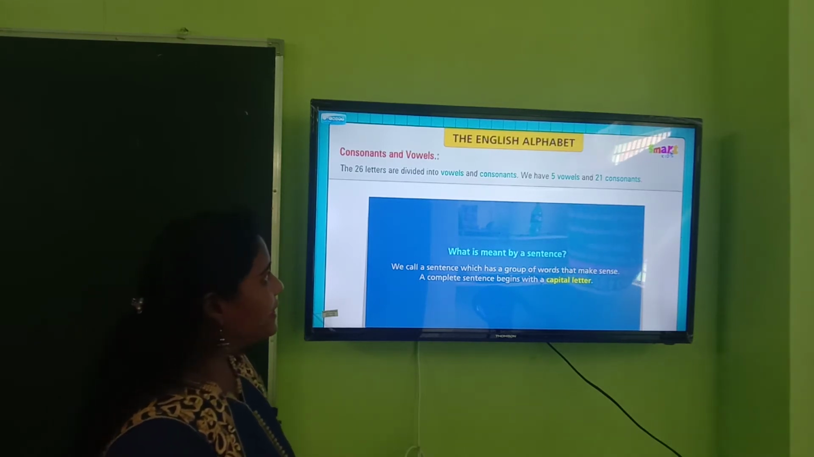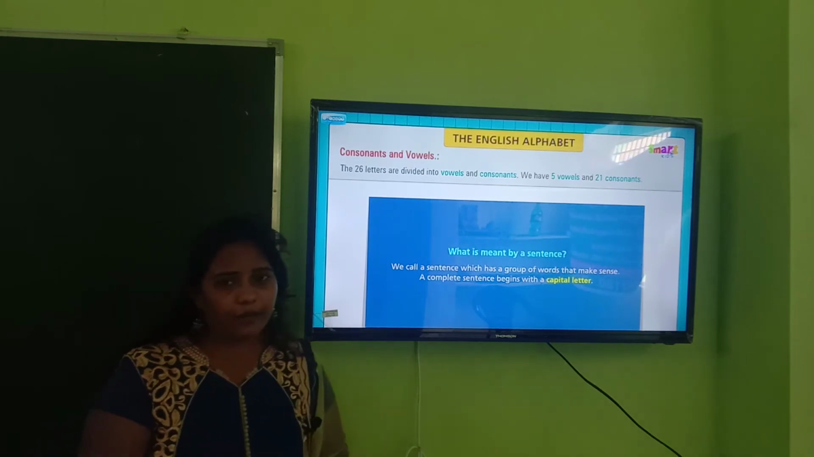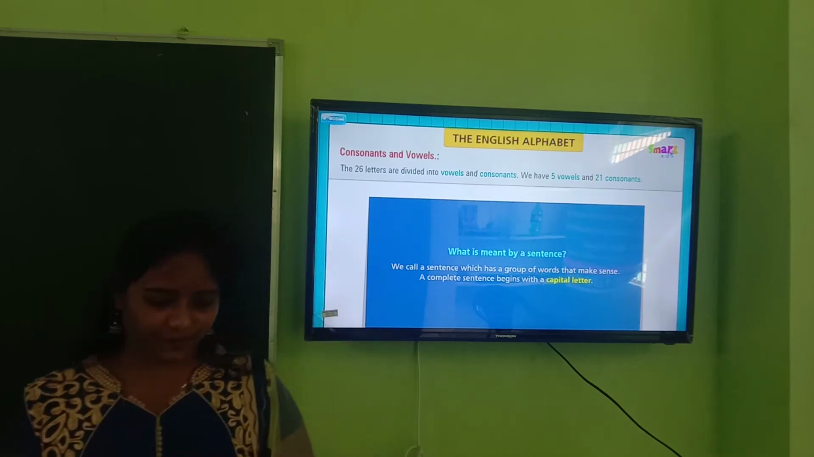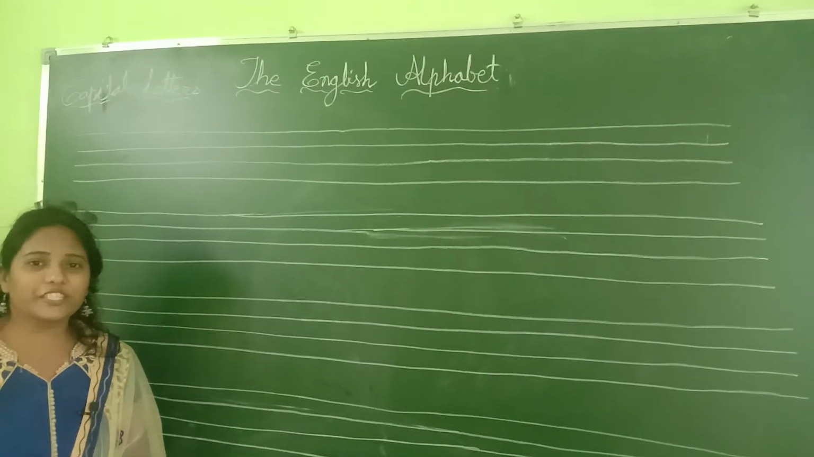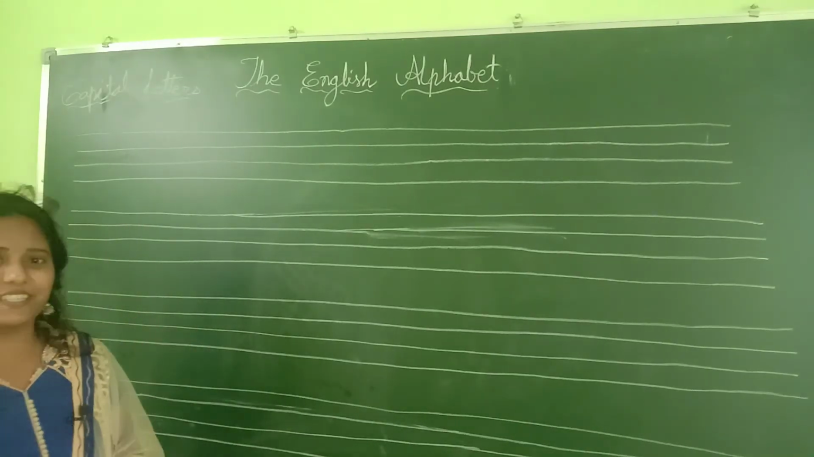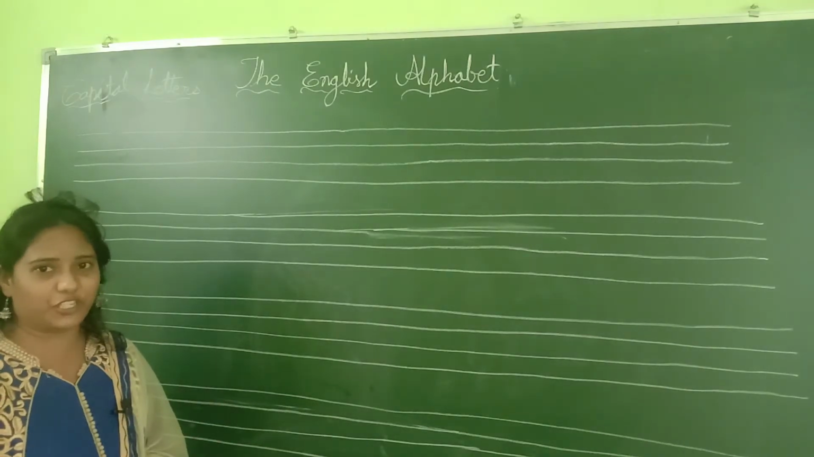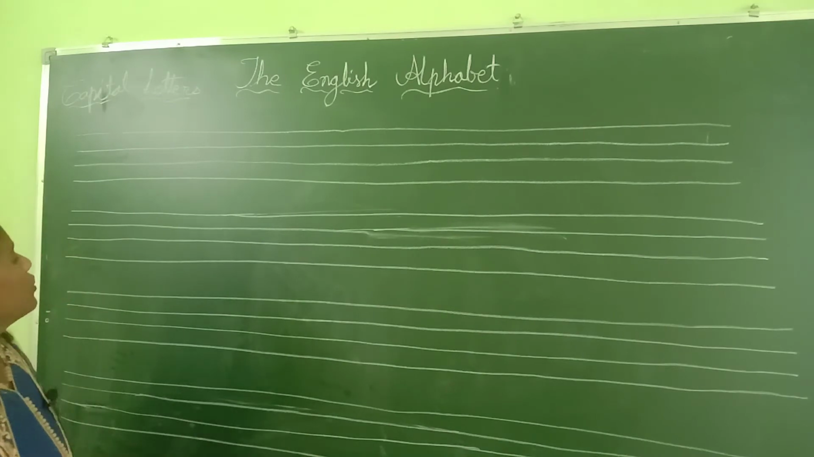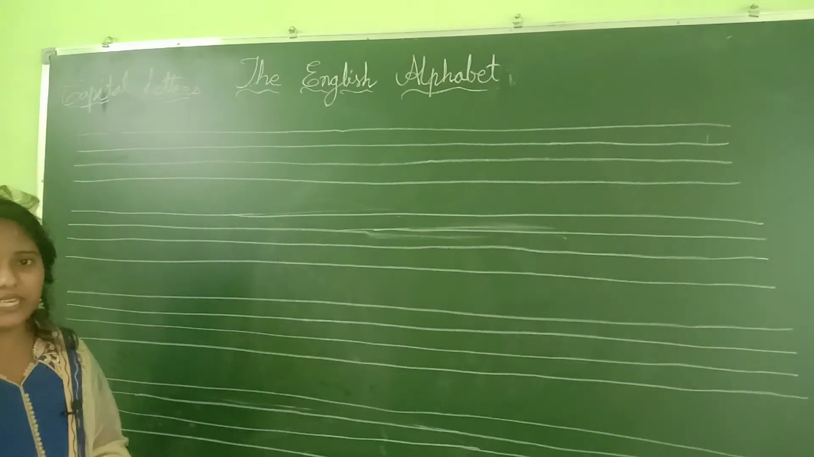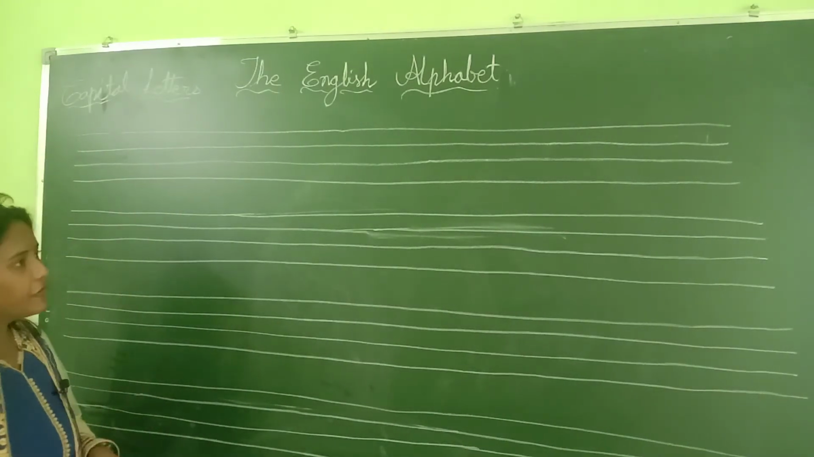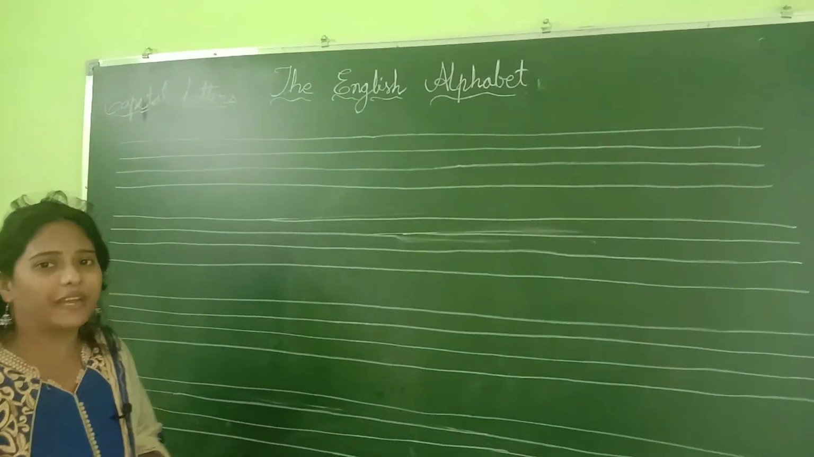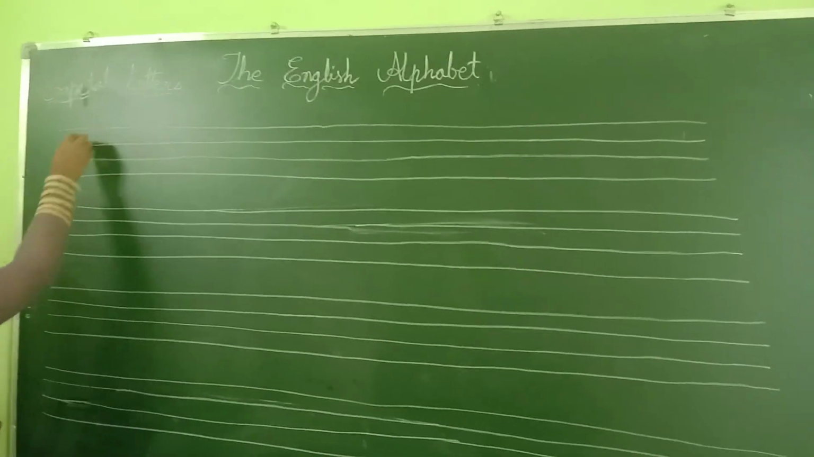So now let us start. Let us write in practice. Okay, children, just now we have seen it in the digital TV. Now let us practice writing. Let us first write the capital letters. If you have a four-line book, please write how I am writing. See the lines.